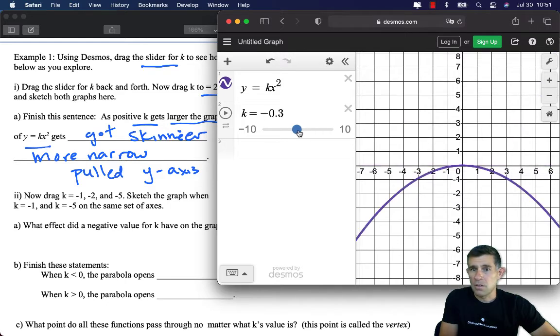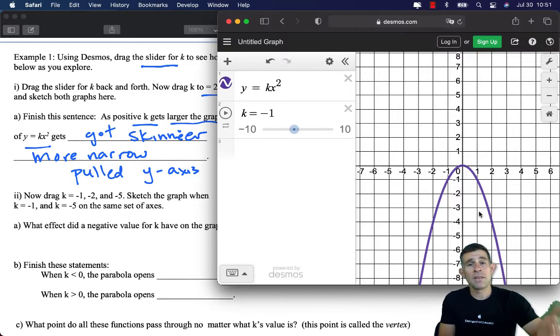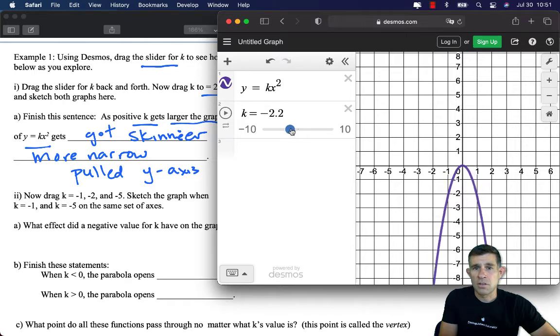And now we're going to go into the negatives. All right, so here's where k is equal to -1. You can see that this parabola now opens down. It's reflected over that x-axis. And as we get larger and larger values of, or negative values of k, you can see again that it's pulling towards that y-axis and getting skinnier and skinnier. But it's just opening down instead of opening up.